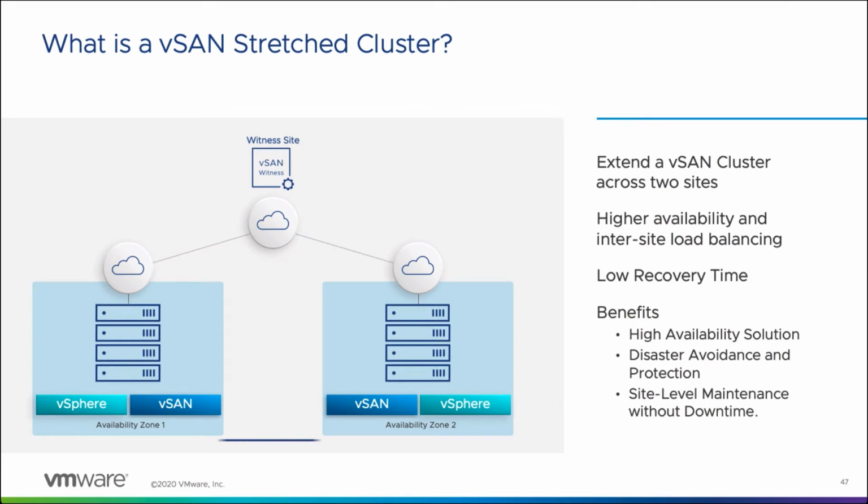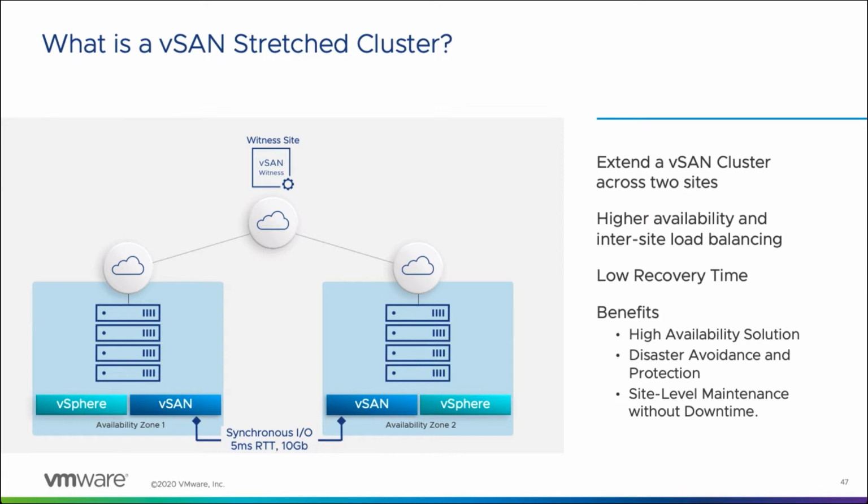What is a vSAN stretch cluster? vSAN stretch clusters extend a vSAN cluster from a single site to two sites for a higher level of availability and inter-site load balancing. Stretch clusters are typically deployed in environments where the distance between sites is limited, such as a metropolitan or campus environment. A second site could also be isolated infrastructure within the same data center.